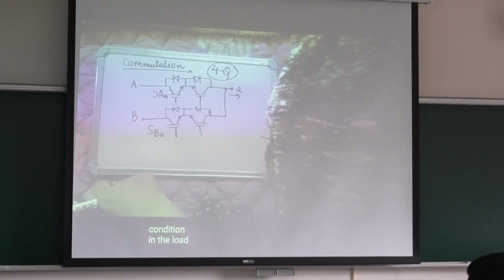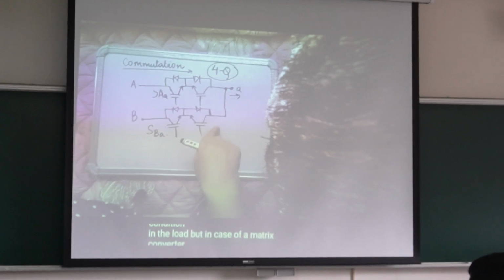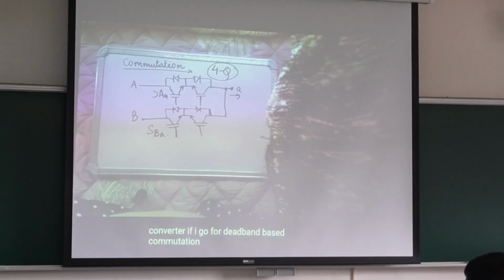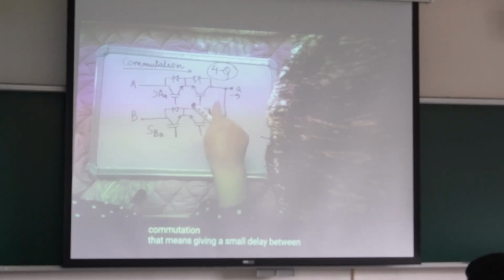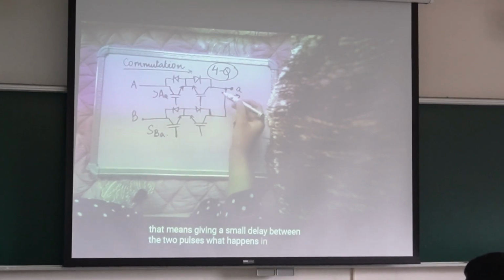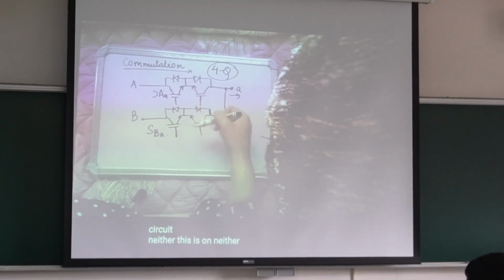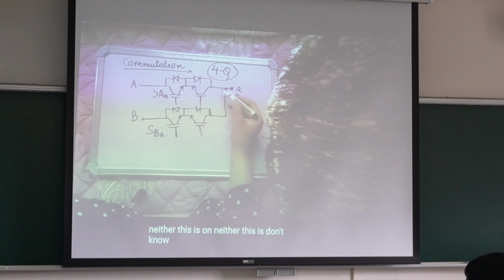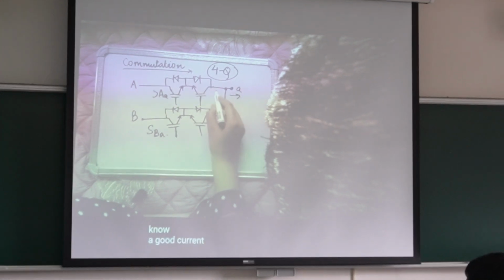But in case of a matrix converter, if I go for dead band based commutation, that means giving a small delay between the two pulses, what happens in the open circuit? Neither this is on, nor this is on. Neither of them has a pulse. If the current is positive, where will it go?